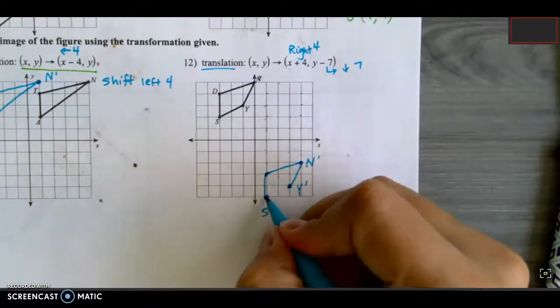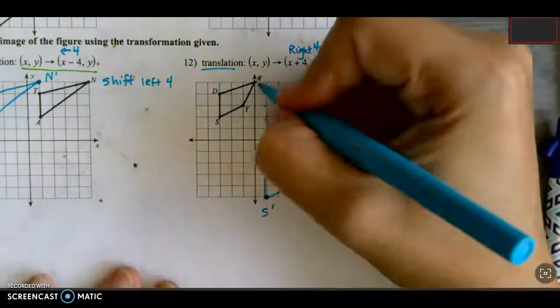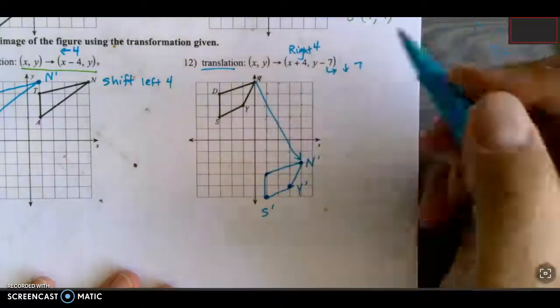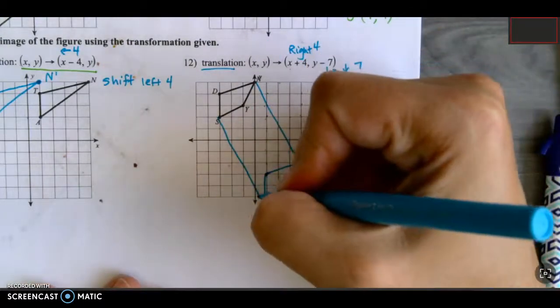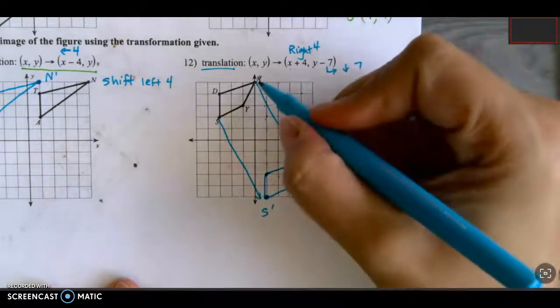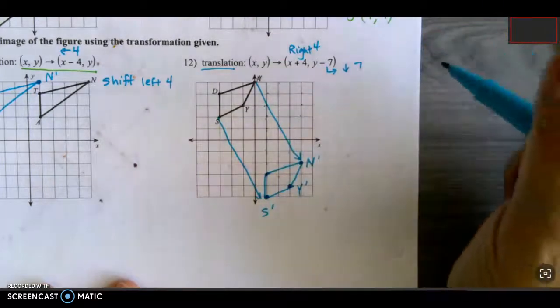So now we have our new figure. Okay? And again, all of these are shifting the exact same length. It's going right 4 and down 7.